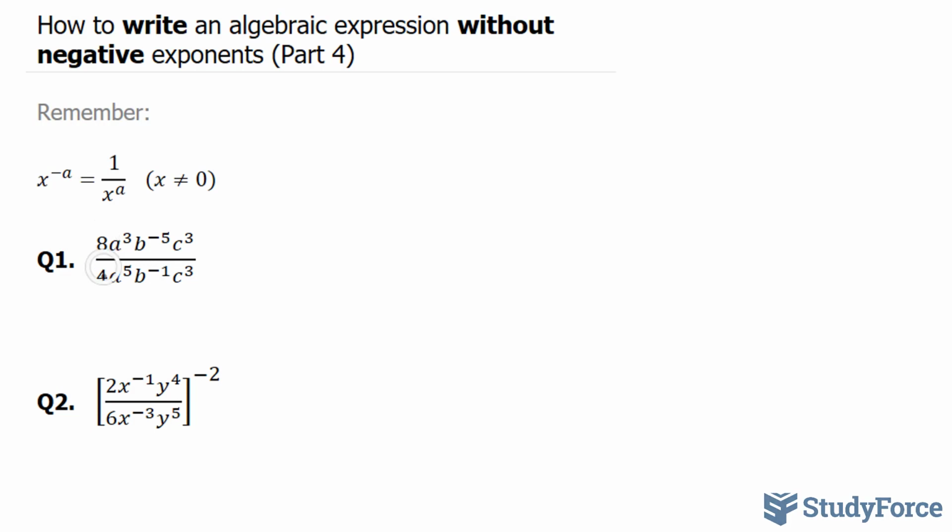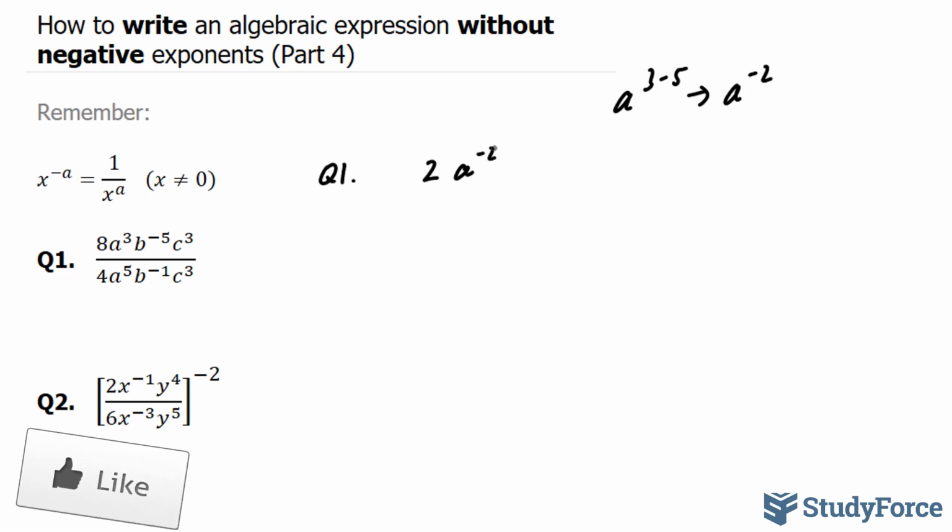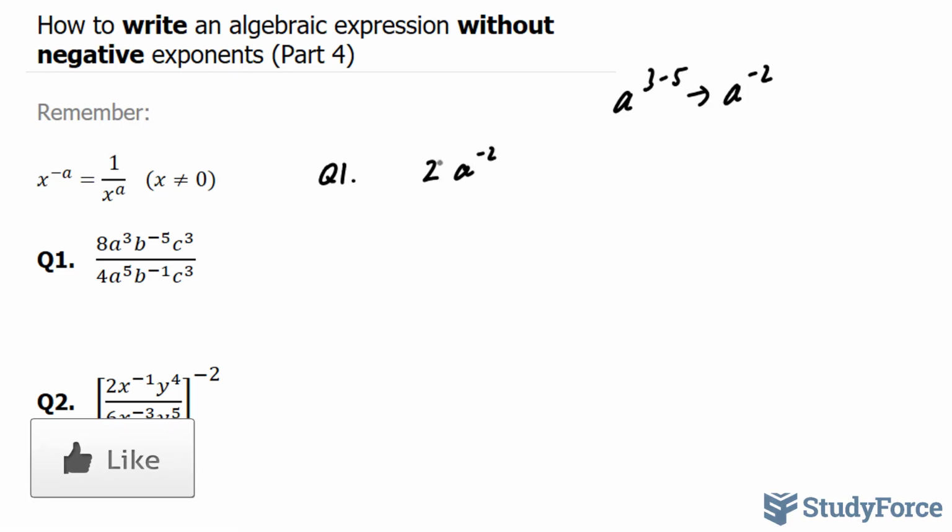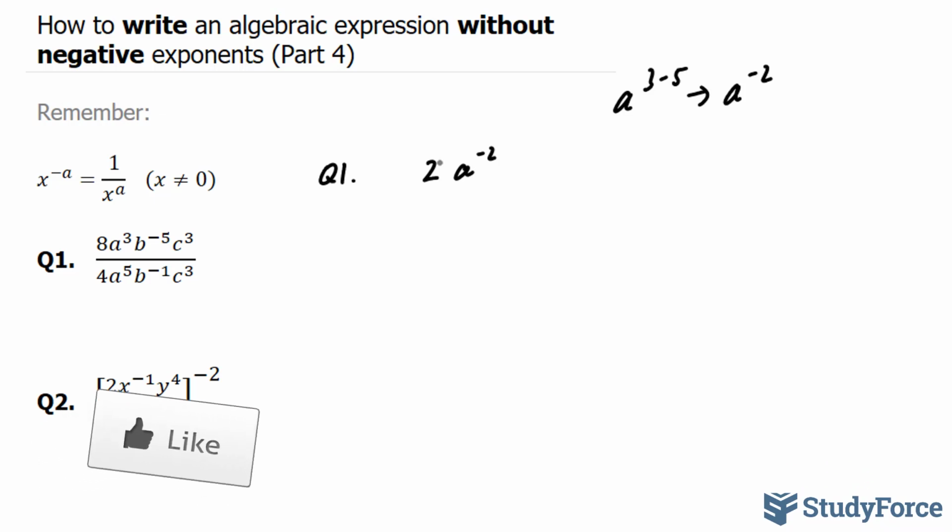We'll start off with the numbers. 8 divided by 4 is 2. A to the power of 3 over a to the power of 5, that's like saying a to the power of 3 minus 5, which gives us a to the power of negative 2. Now I know the whole point of this lesson is to write algebraic expressions without negatives, but keep it like this for now. We'll worry about the negatives later.